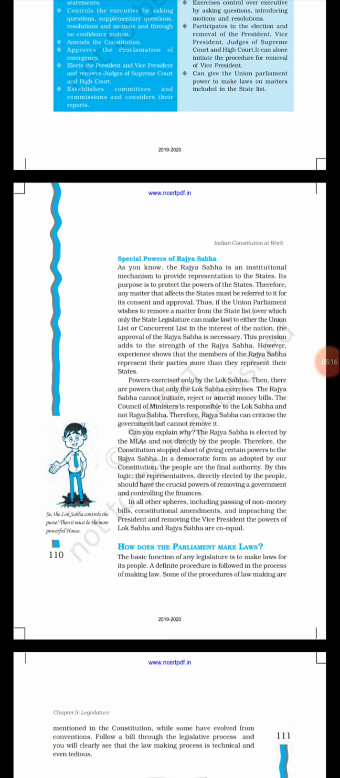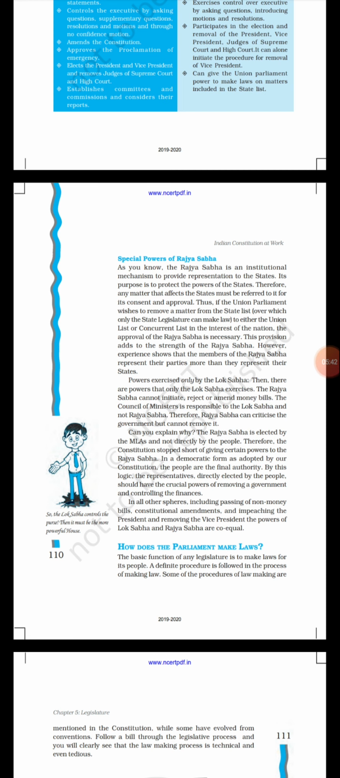So if the government is planning to do some governmental work, some developmental work, at that time they need resources, they need capital or money. So whose money will go over there? Obviously ours, the common people's, because we pay taxes, and those taxes are used in development work, and this is the duty of the legislator.